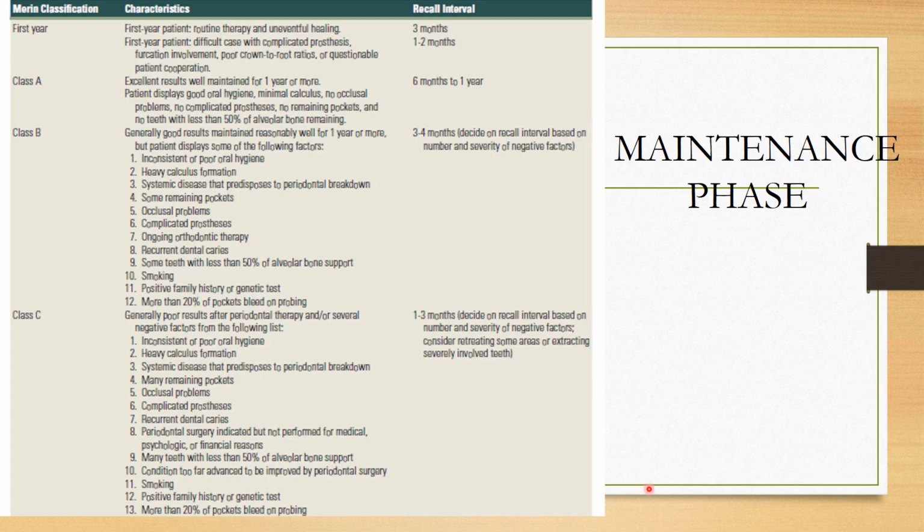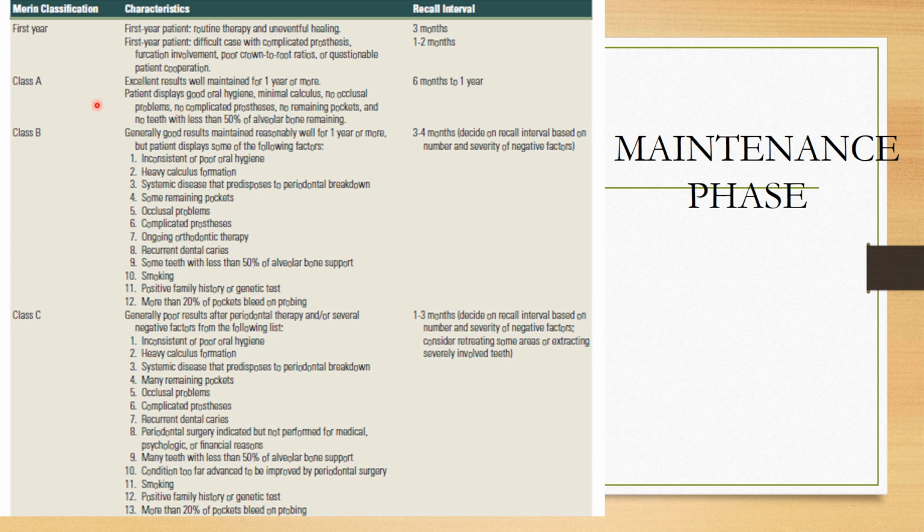So under maintenance phase, we have already studied under supportive periodontal therapy. So we have Merin's classification. During the first year of the patient and uneventful healing, you can call up within 3 months, and within 1 to 2 months for the first review, first year patient. And after that, you have to categorize according to the oral hygiene status and the periodontal condition.